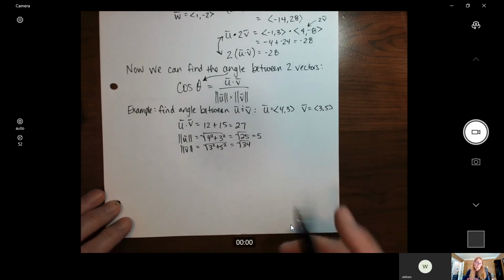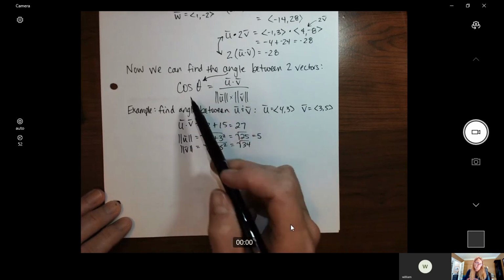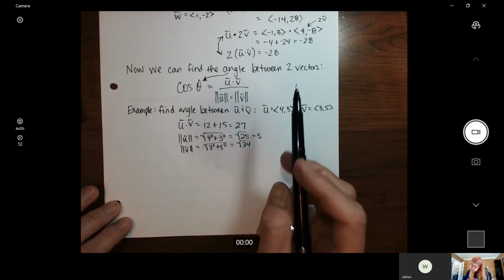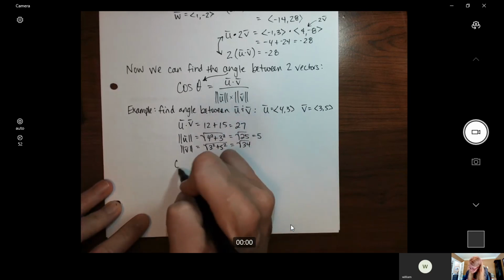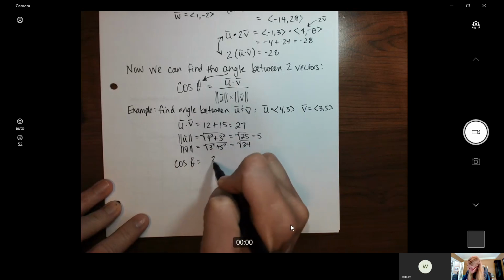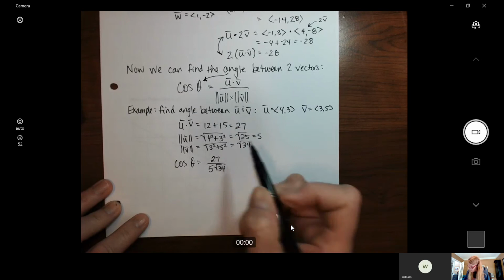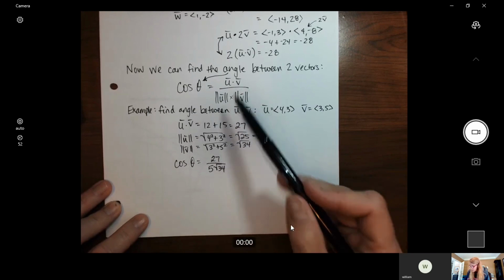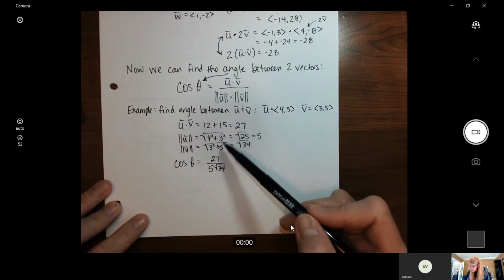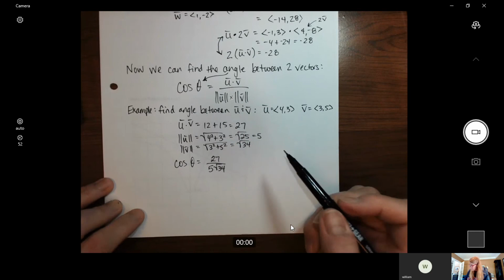So those are our parts to put back into this big ratio formula right here. So we can say that the cosine of theta is 27 over 5 times the square root of 34. So the dot product is 27, and the two magnitudes multiplied together look like that.